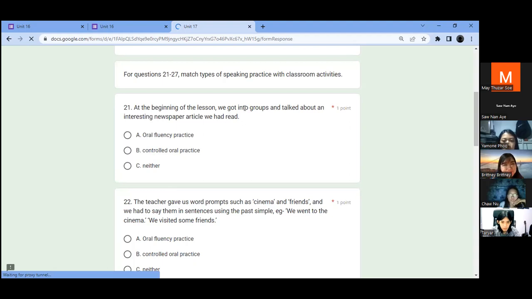At the beginning of the week, get into groups and talk about something interesting we have read. This is group work, fluency. At the beginning of the class. Because it's control practice, right? Because we have to talk about what we have read. But we can say whatever. Talk about an interesting newspaper article, whatever the article is. That's all fluency then.